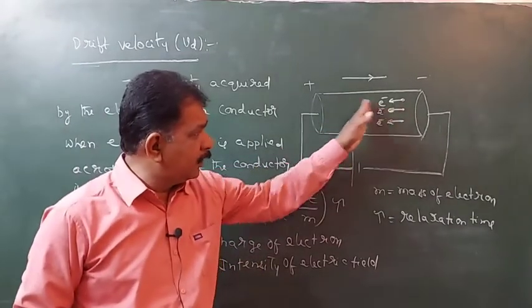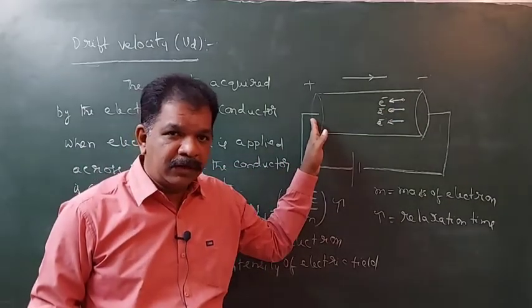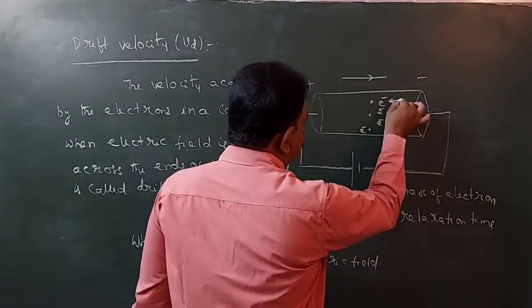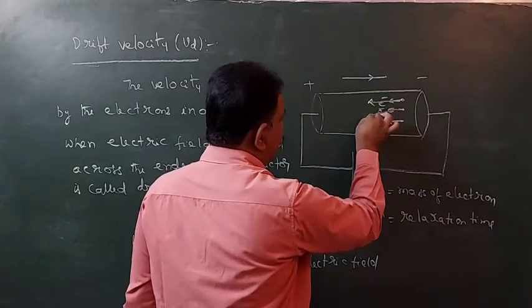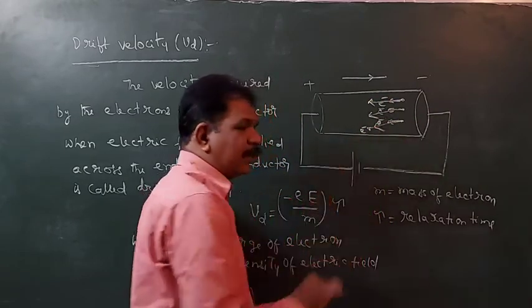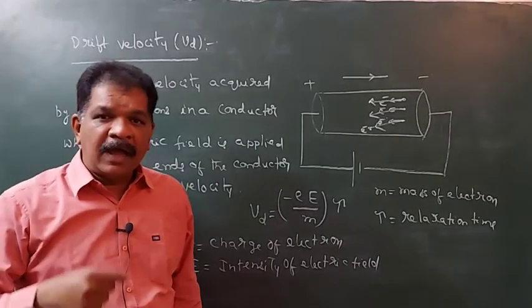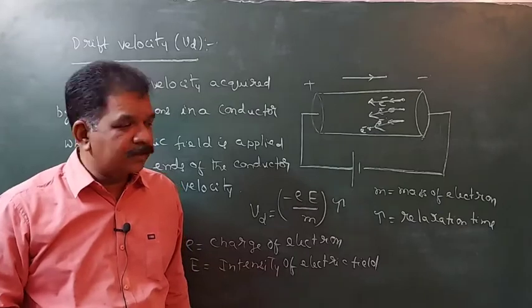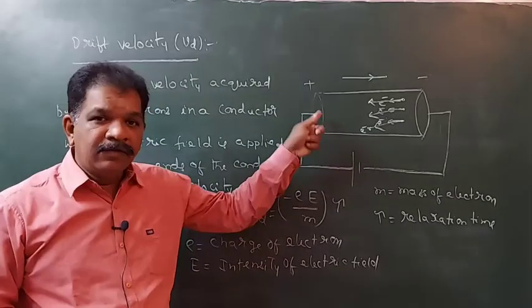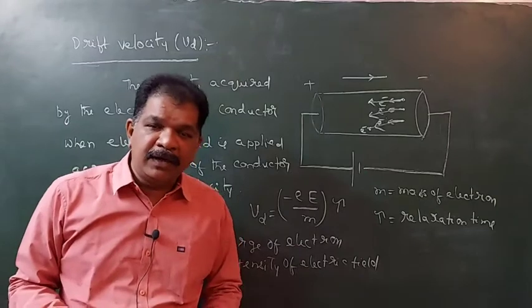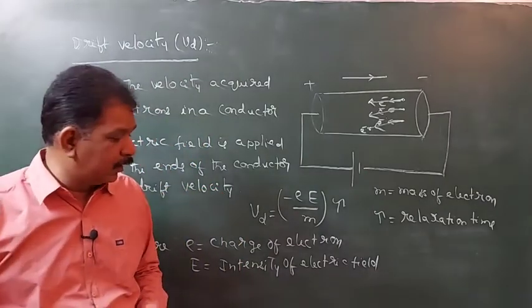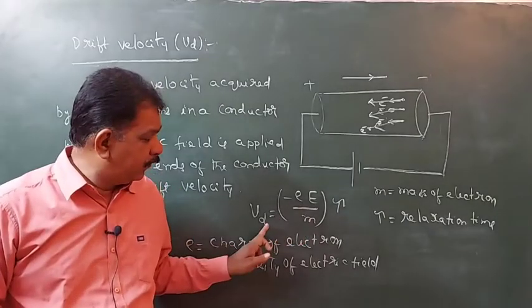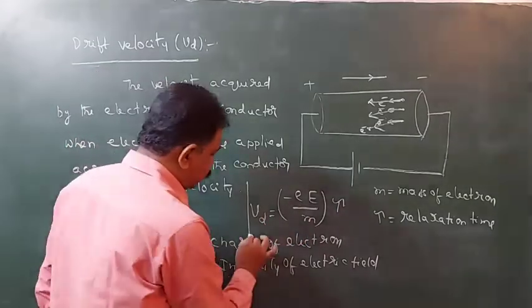These electrons are drifting towards the positive plate, but already electrons will be there here also. Then this electron will come and collide, this will come and collide. The average time of collision between two electrons in a conductor when electric field is applied across the ends of the conductor is the relaxation time. Drift velocity formula is this one.